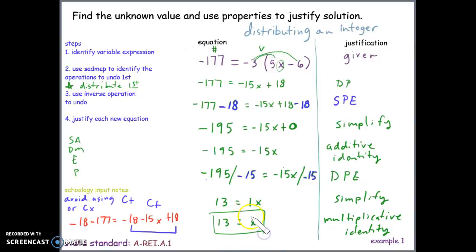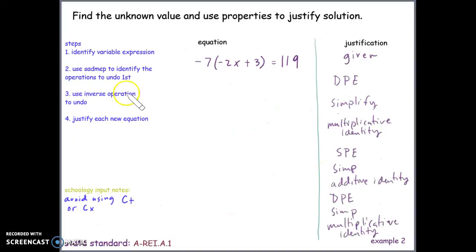So we have just proved that this equation and this equation are equivalent, because each time we've rewritten the equation, we've given a justification using a mathematical property or identity. Let's move on to the second example.